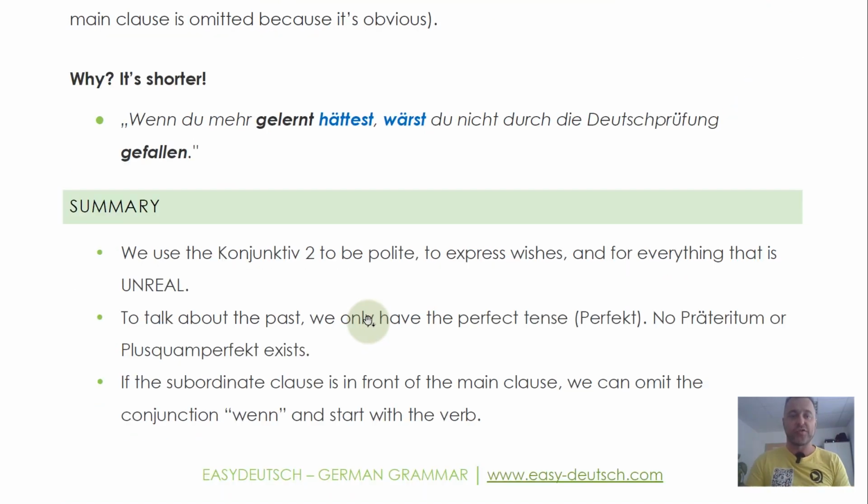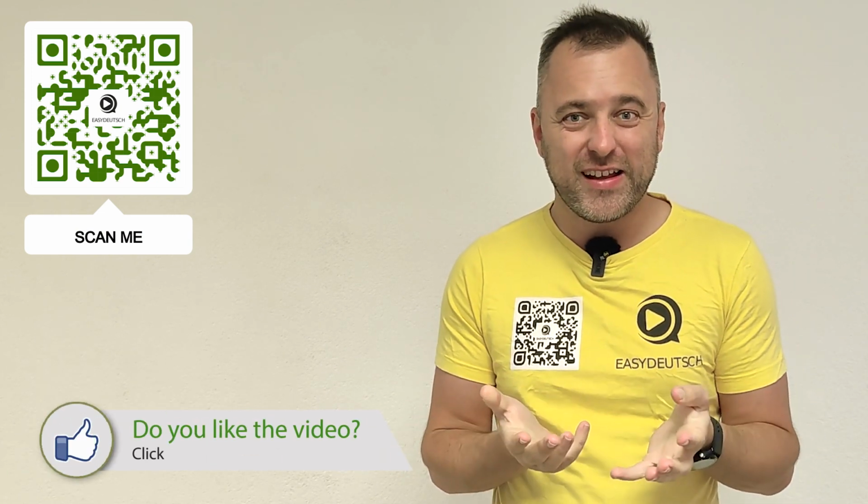As a short summary to the Konjunktiv 2, as explained in my other video about the Konjunktiv 2, we use it for being polite, to express wishes, and for everything that's unreal. And if we're talking about something in the past, there's only perfect tense. No Präteritum or Plusquamperfekt exists in Konjunktiv 2, and due to that we often use it together with unreal conditions, the Konjunktiv 2 verb can go first position if we drop the when. So now you know everything you have to know about German Konjunktiv 2. It's not that hard, right?